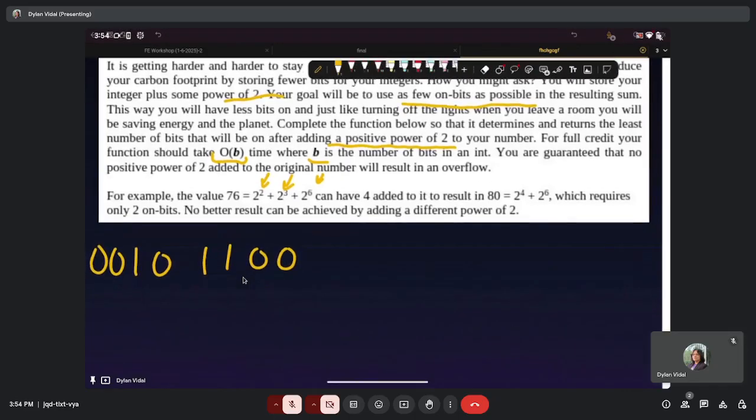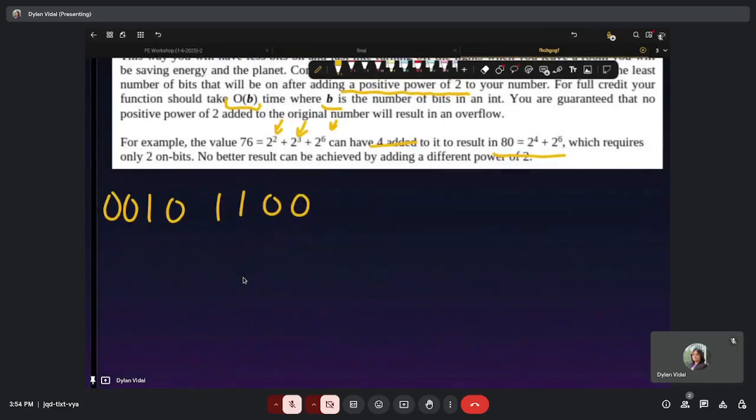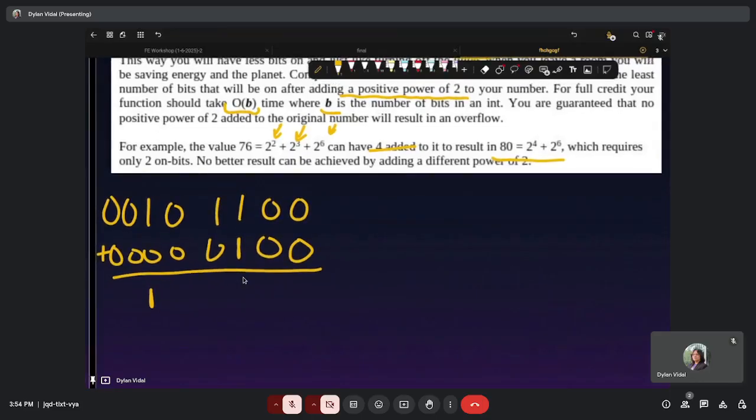All right. So it can have 4 added to it to result in 80 right here, right? You see this? And so we're going to add 4. So how do we represent 4? This is going to be 1, 2, 4. And that's going to give us, let me pad the zeros, 80, right? So that's a 2 to the 6, which stays, and we have a singular 2 to the 4, resulting in 80.